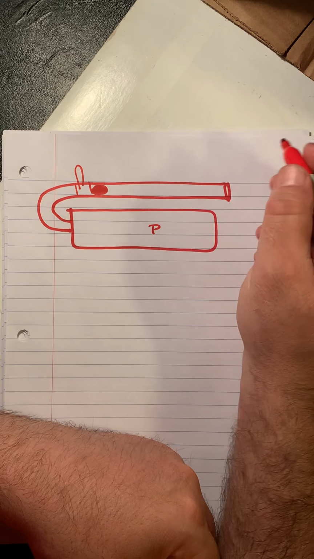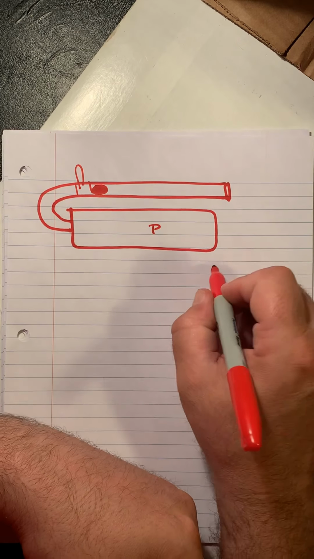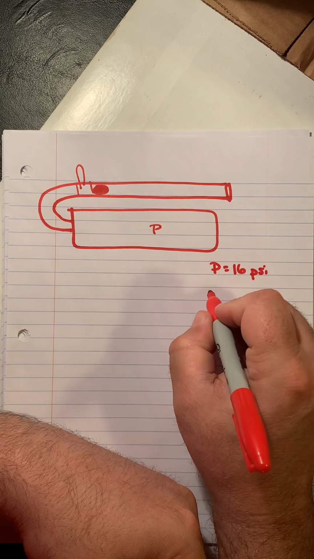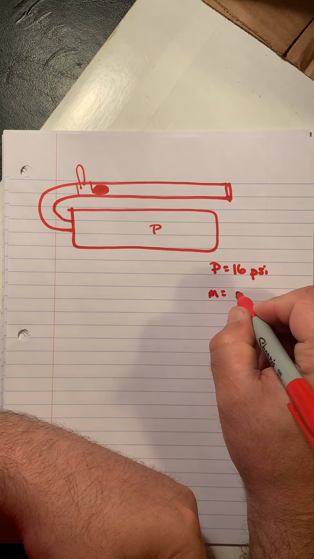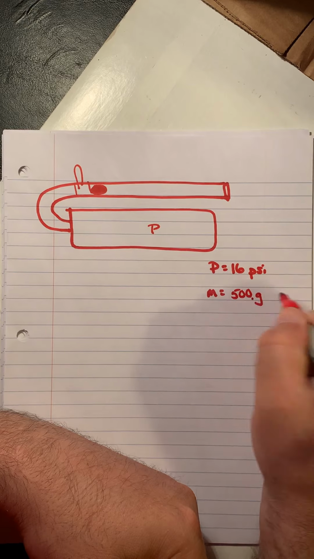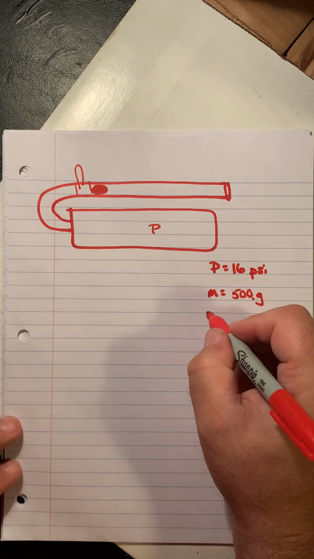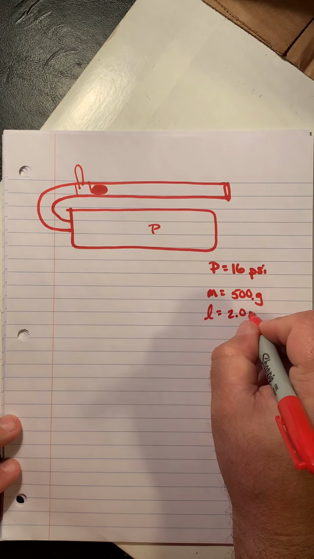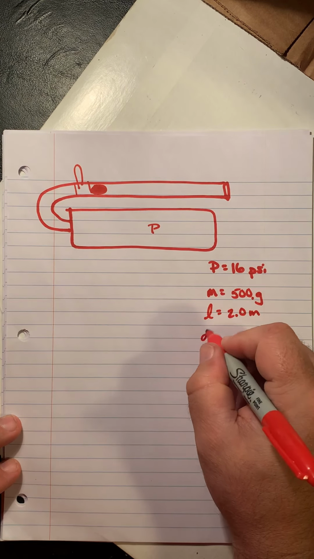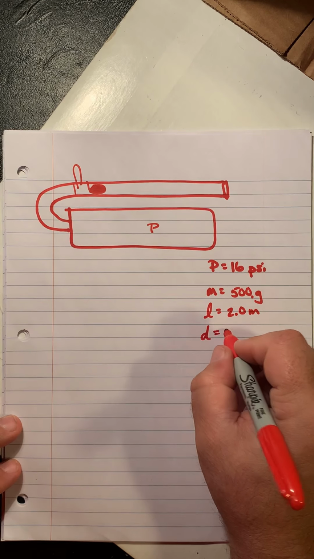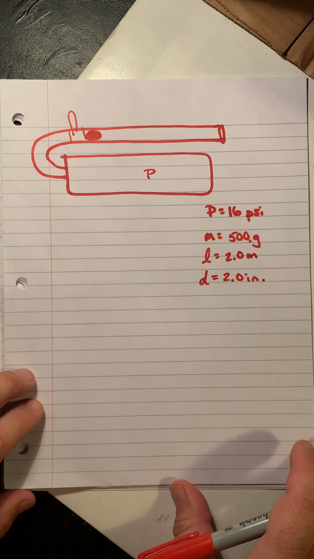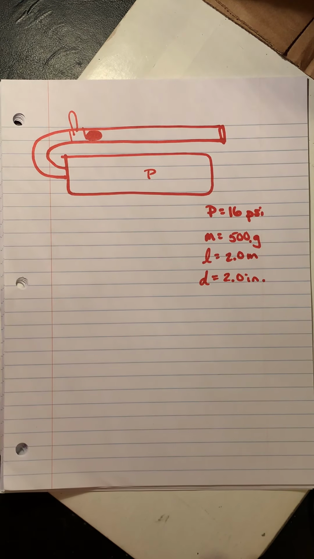And what we also knew were the given requirements: pressure was 16 psi. The mass of the potato was 500 grams. The length of the barrel is 2 meters. And the diameter of the barrel was 2 inches. And this is specific to the actual potato gun we have in the classroom. And hopefully you can see that.